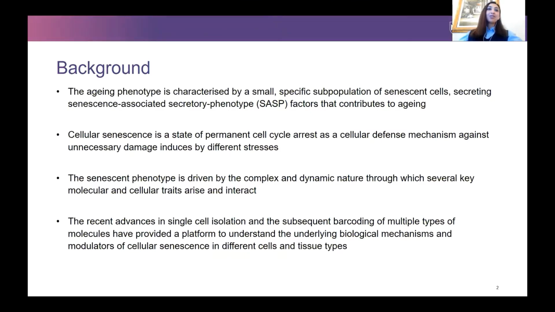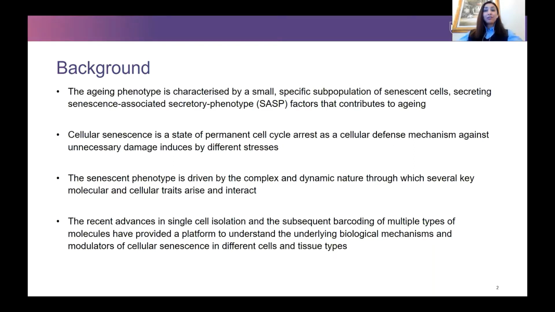Aging phenotype is characterized by a small specific subpopulation of senescent cells that secrete SASP factors, and these are called senescence-associated secretory phenotype, which contributes to aging. Cellular senescence is a state of cell cycle arrest, a cellular defense mechanism against unnecessary damage induced by different stresses, and these can include wound healing, cancer, and aging.